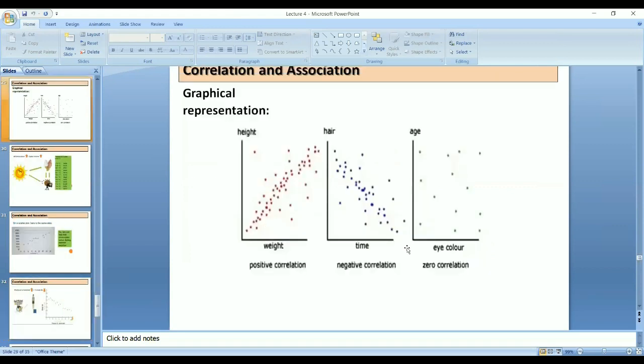So when you calculate the correlation coefficient, there are three possibilities. Either there is a positive correlation between two variables, no correlation between two variables, or a negative correlation between two variables. In the first example of positive correlation, the points lie along one line, increasing in one direction. In the second graph the points are decreasing in one direction, and we cannot say anything about the third graph, which means there is zero correlation.